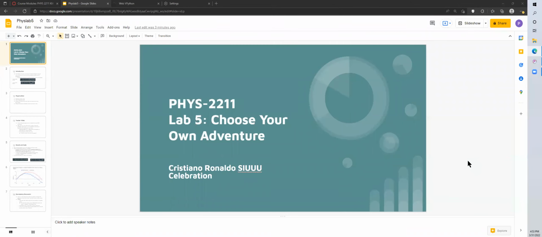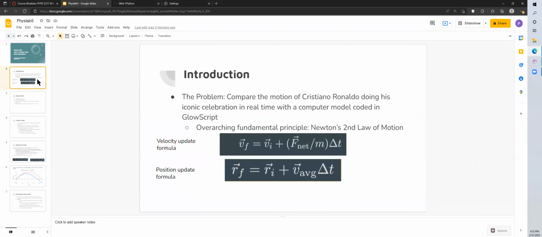Hello, this is my Lab 5 report for the Choose Your Own Adventure Lab, and I decided to analyze the Cristiano Ronaldo celebration that he does when he plays soccer. So the introduction: the problem that we're trying to do is compare the motion of Cristiano Ronaldo doing his iconic celebration in real time with a computer model coded in GlowScript.